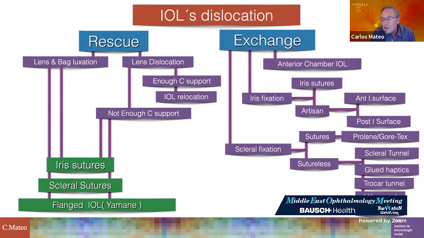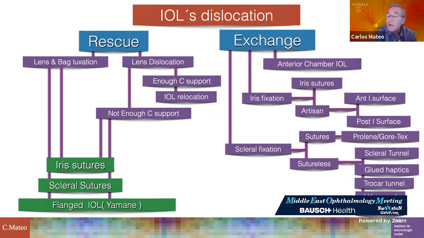When you face a patient with a dislocated IOL, you have two main ways to deal with it. One is to rescue the same lens the patient has, or to exchange. My colleagues are experts and they are going to speak about exchange. And there are so many possibilities. You have anterior chamber IOLs, iris fixation with sutures, without sutures, scleral fixation with sutures, sutureless, with special lenses, Carlevale lens, etc. But I'm going to speak about how to rescue lenses.